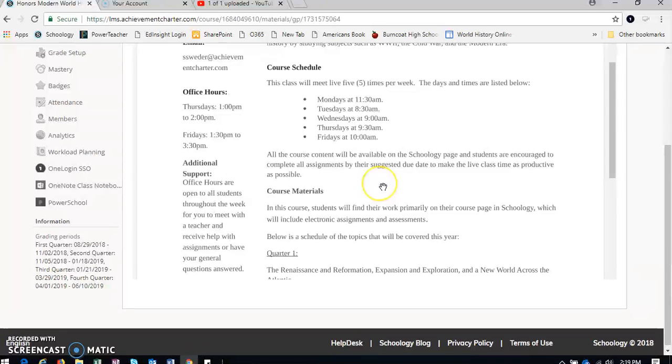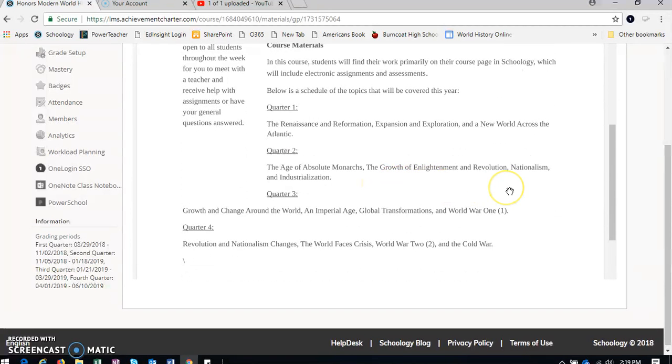The content materials are posted on the page. So let's break it down quarter by quarter what we're going to be talking about. So we have the Renaissance and Reformation in quarter 1, talking about exploration like Columbus and different explorers around the world, and then talking about the New World across the Atlantic Ocean, such as colonies and things like that. In quarter 2, we'll talk about the absolute monarchs, how kings and queens were taking control and how they were also losing power as well.